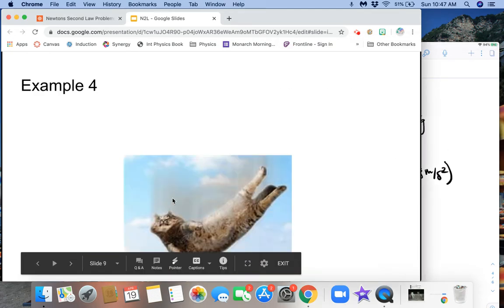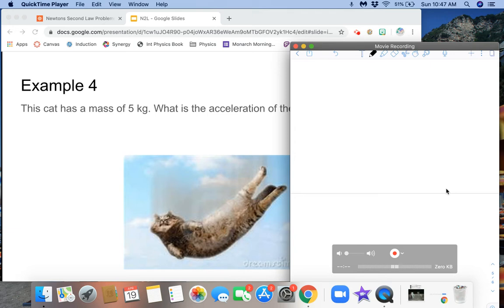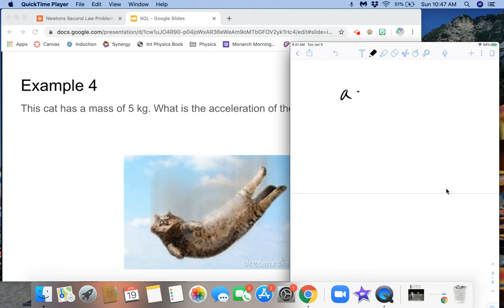So let's do another example. If I have a cat right here and it has a mass of 5 kilograms, I want to know what is the acceleration of the cat as it's in free fall. Well, the cat is falling down towards Earth, towards the center of the Earth or the surface of the Earth. So what's the acceleration?